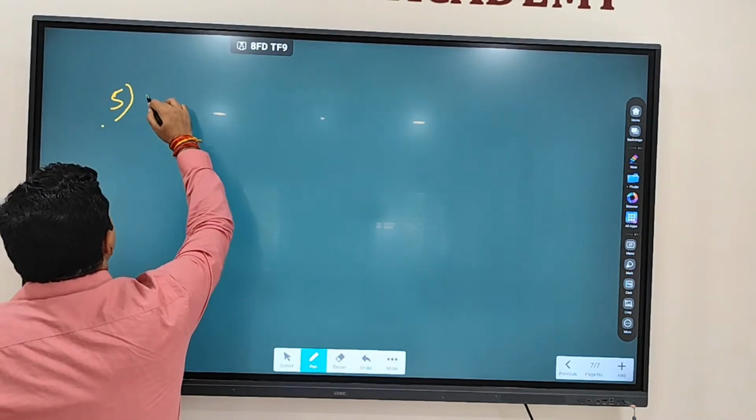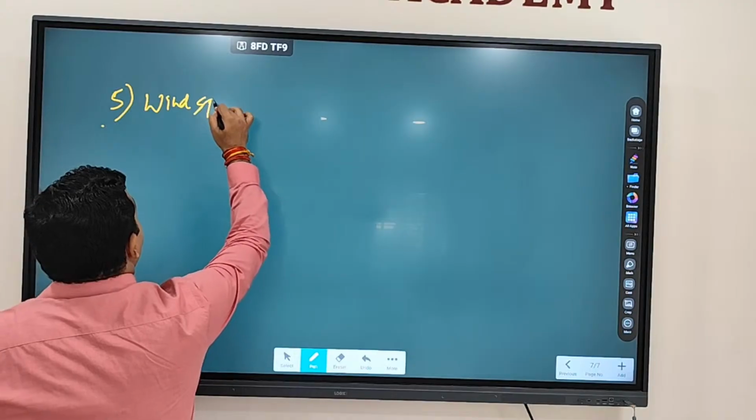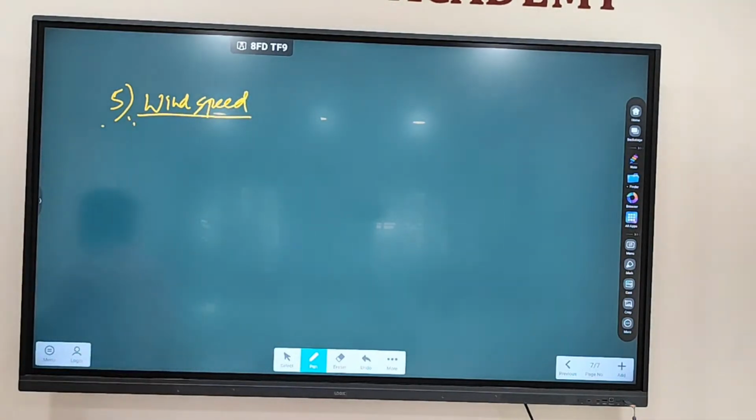So the next factor is wind speed. Wind speed is also going to determine the rate of evaporation. Fine. Let's say you have put cloth for drying in your home, and wind is blowing. And the second day when you are drying your cloth, wind is not blowing. In which case will the cloth dry up faster? When wind is blowing. Why do you think that when wind is blowing, cloth is going to dry up faster?